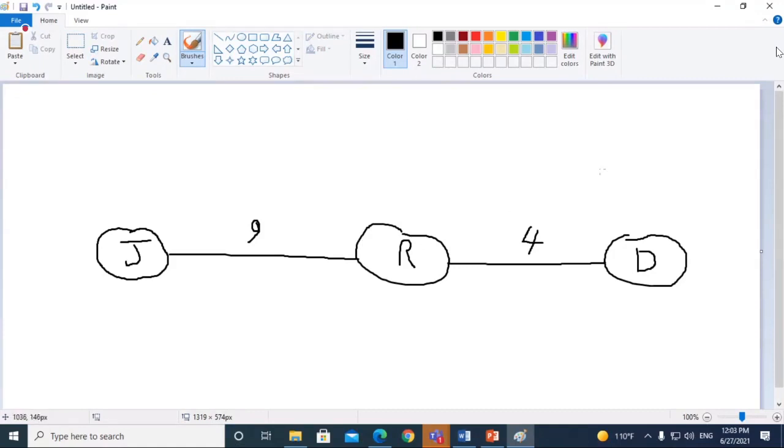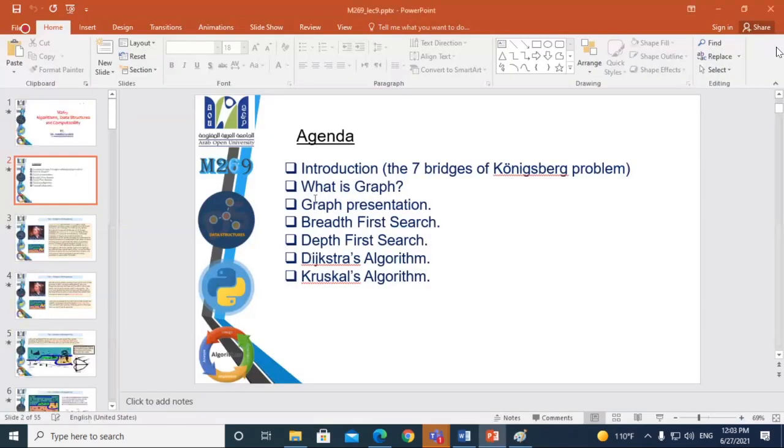Now, there are more cities. We have Ahsa, for example. We have Ha'il, for example, and we have Medina, for example, and so on. So you will connect between these cities. That is what is meant by graph.